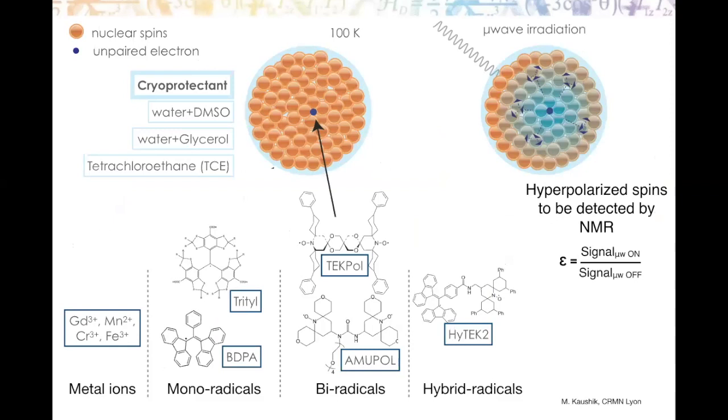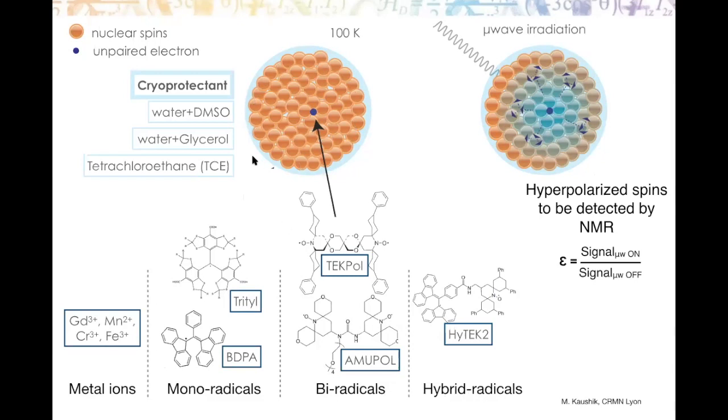Formulation of a sample for hyperpolarization is the key to get hyperpolarization on the sample. And it requires, obviously, first the microwave, and secondly, the sample formulation that contains unpaired electrons. We call them polarizing agents. It could be either metal ions or organic radicals of different types.